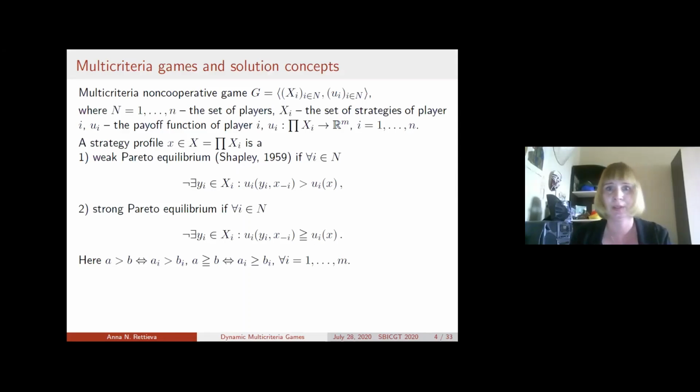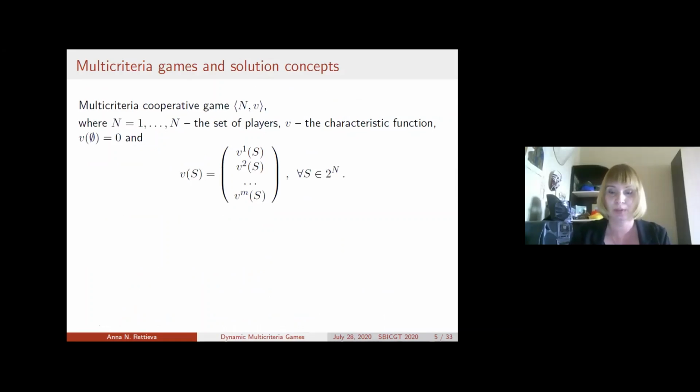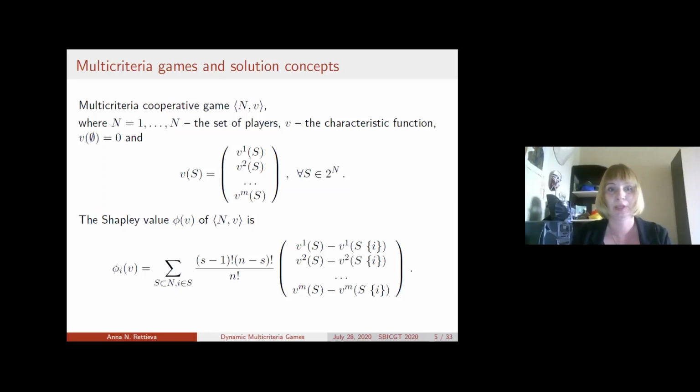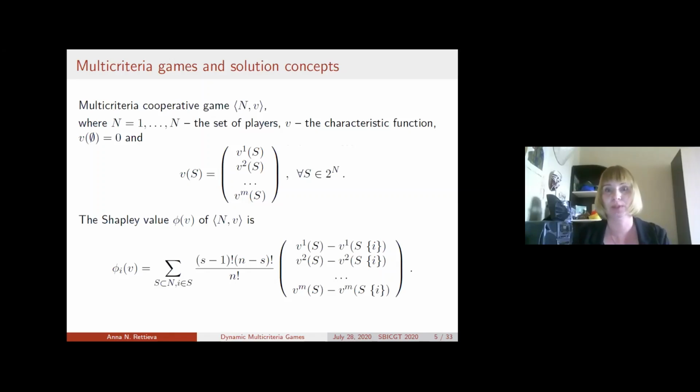Shapley in 1959 presented the notion of static multi-criteria game, that is, a game with vector payoff of all players, and he gave a generalization of classical Nash equilibria for such games, the Pareto equilibria. In recent years, many authors have studied static multi-criteria games, and some solution concepts have been suggested. In the cooperative statement, usually the natural generalization of the Shapley value is used in static multi-criteria games. But unfortunately, the concepts that are used in static multi-criteria games cannot be applied in the dynamic version.